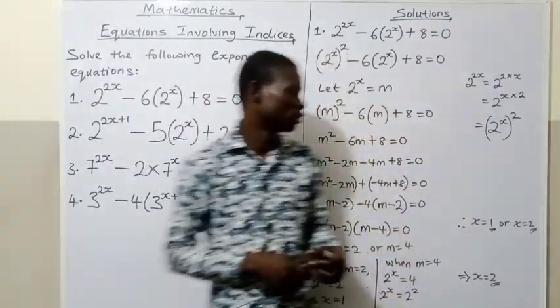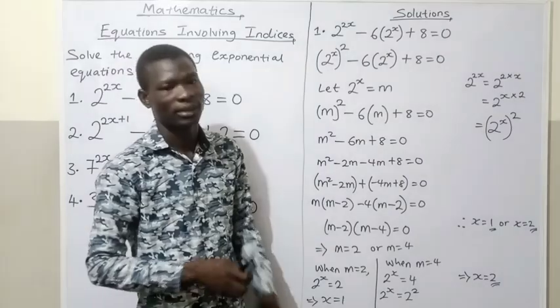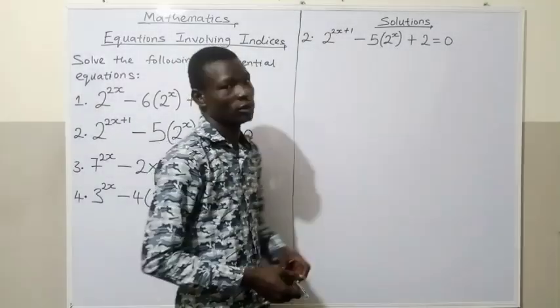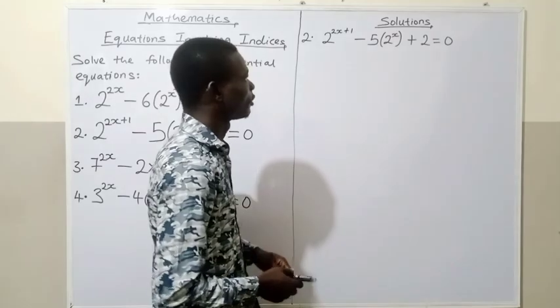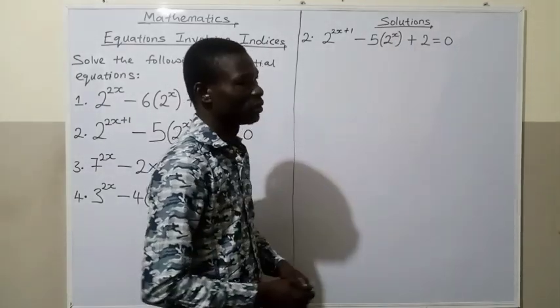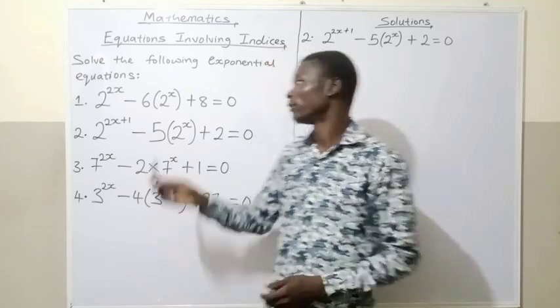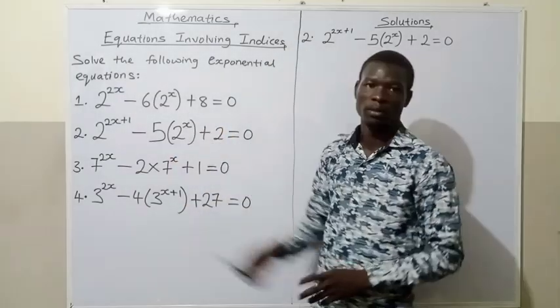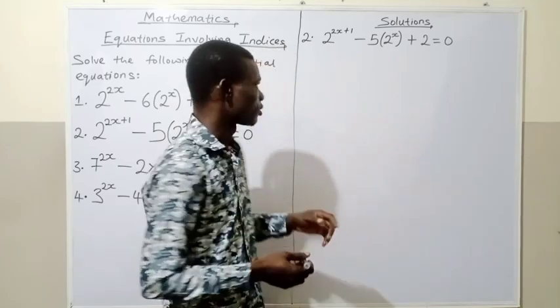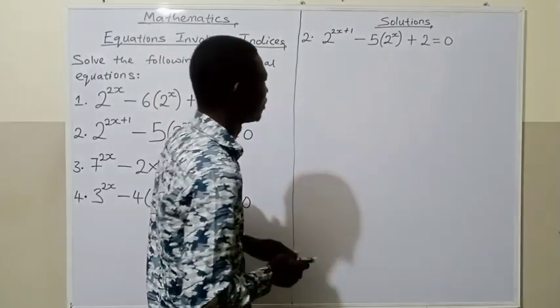So we'll be moving to question number 2 very quickly, following the same steps, and you'll see that they are actually very simple. Now onto the second question: 2 raised to power 2x plus 1 minus 5 open bracket 2 raised to power x plus 2 equals 0. This is slightly different from question number 1, but the steps that we're going to take to solve it are exactly the same.